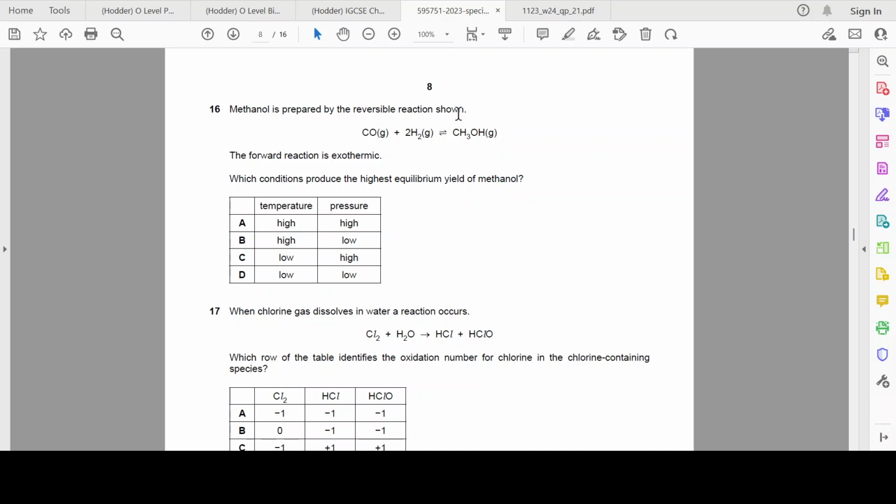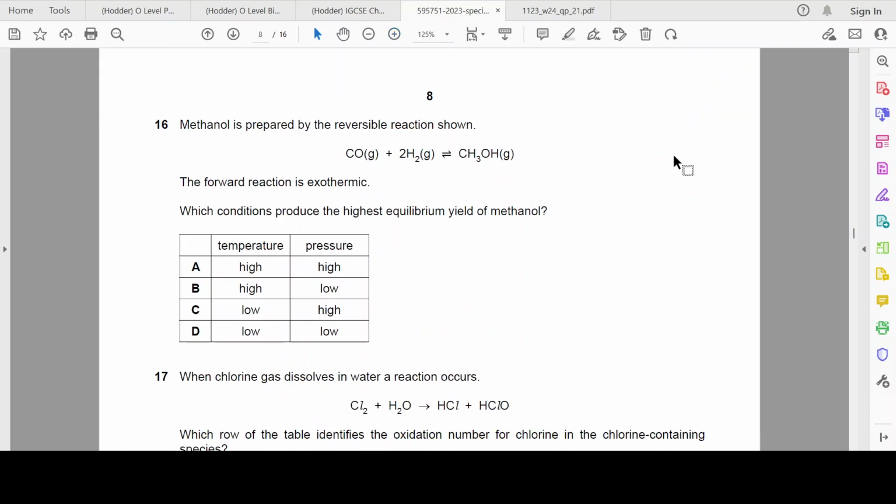Okay. Methanol is prepared by the reversible reaction shown. So you've got carbon monoxide reacting with hydrogen to give you methanol. The forward reaction is exothermic. Which conditions produce the highest equilibrium yield of methanol? Temperature and pressure. Temperature, like energy is released. So exothermic reactions release energy.